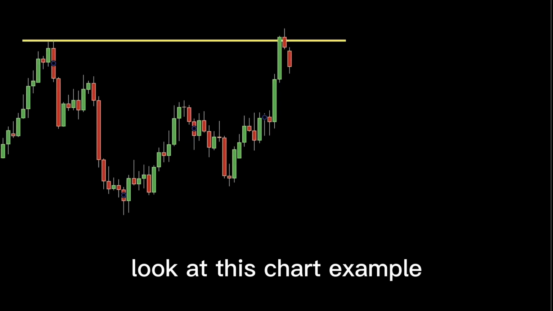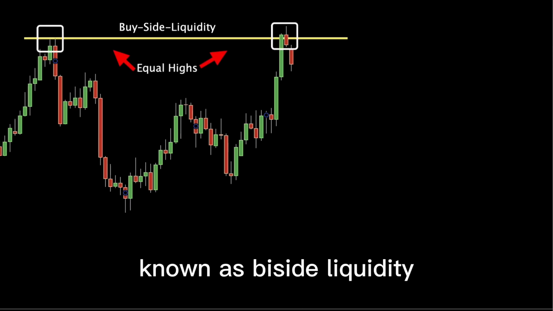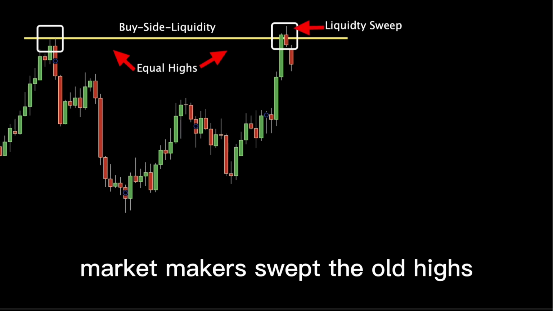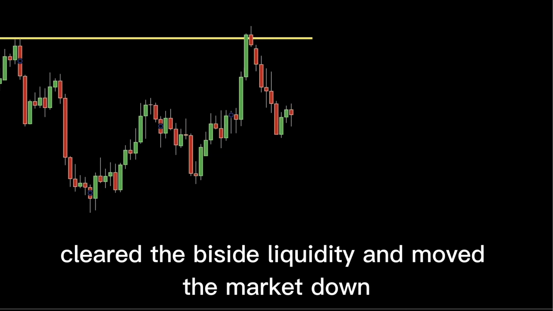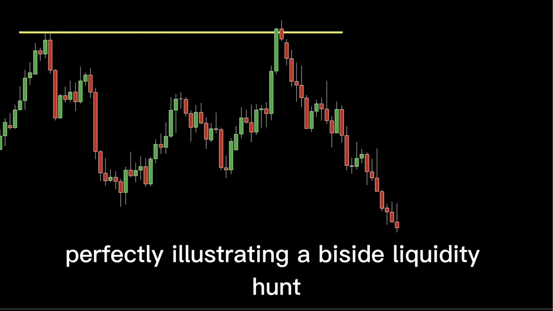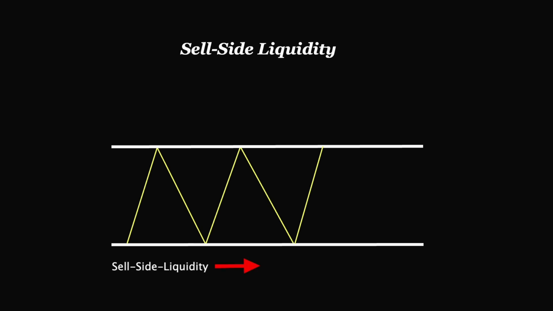Look at this chart example. As you can see, the market formed equal highs, known as buy-side liquidity. Market makers swept the old highs, cleared the buy-side liquidity, and moved the market down, perfectly illustrating a buy-side liquidity hunt. Now, let's move to sell-side liquidity, which works in a similar but opposite way.